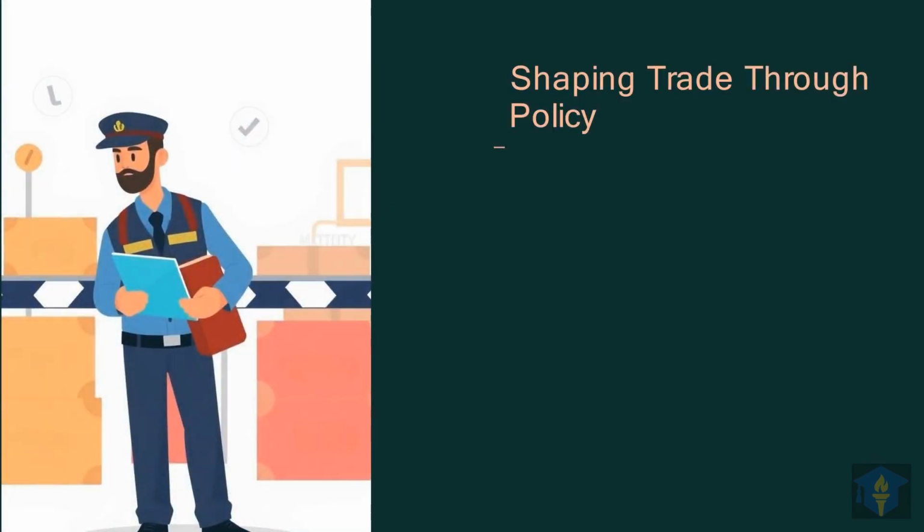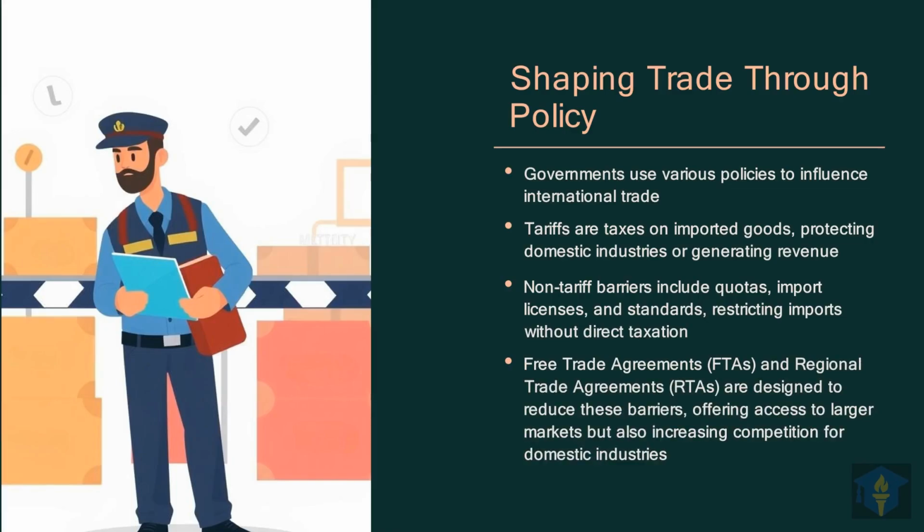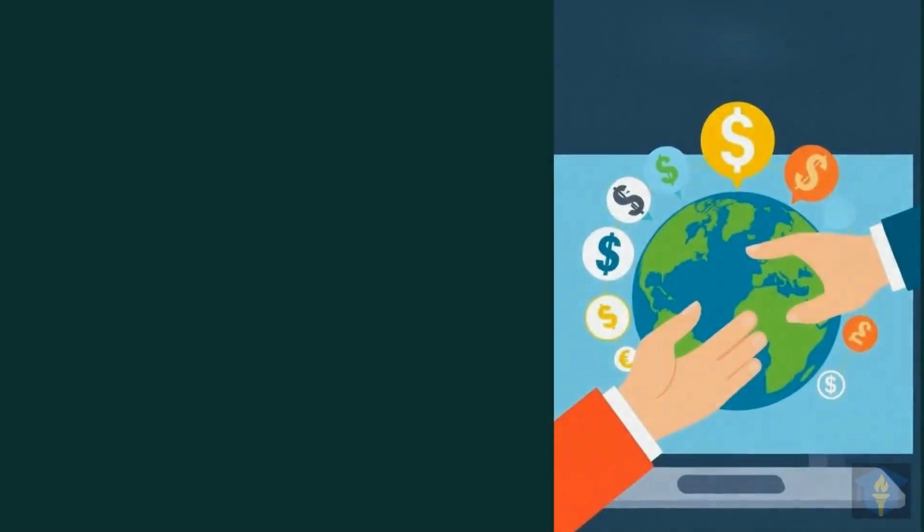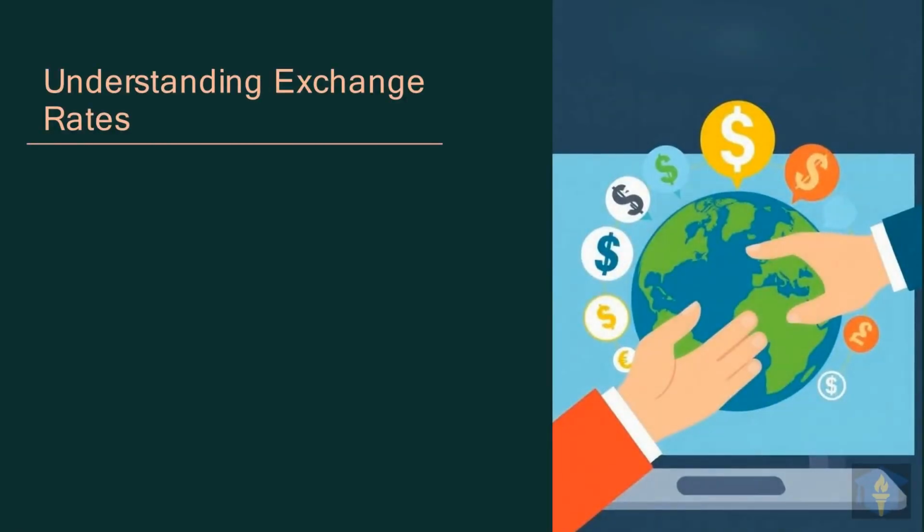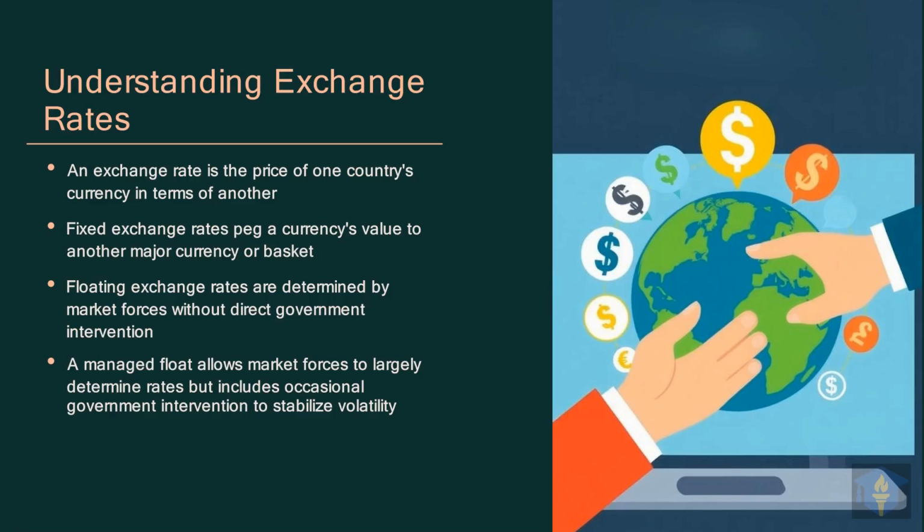Now, let's explore how governments actively shape international trade through various policy instruments. Governments use policies like tariffs and non-tariff barriers to influence trade, while agreements like FTAs reduce these barriers for market access. Moving on, we'll now focus on understanding exchange rates, a critical concept in international finance. Exchange rates define currency value, with fixed, floating, and managed float systems reflecting different levels of market and government influence.